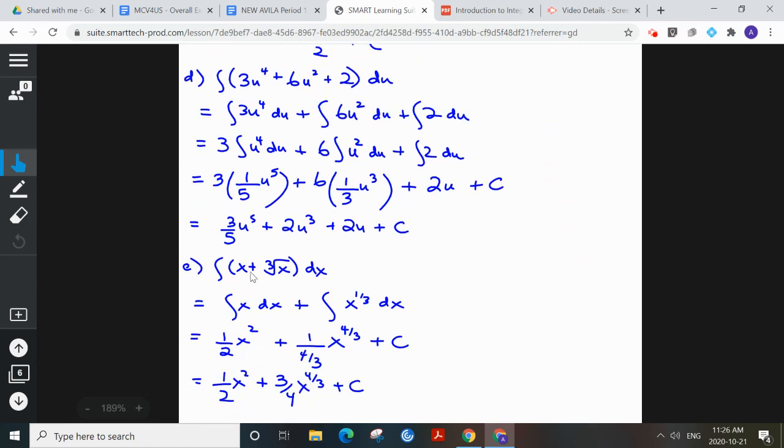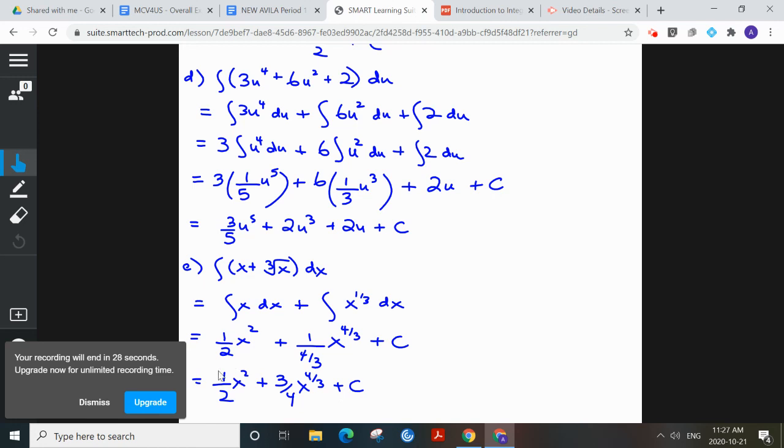And finally, for the last one, here I have two functions. I'm going to split them up using that sum rule. I'm going to take the integral of x, which is x squared times 1/2, and I'm going to rewrite the other term as x to the 1/3, and I'm going to do x to the n plus 1, so that's why I get 4/3, times 1 over n plus 1, so 1 over 4/3. Remember that 1 over 4/3 is the same as 3/4, times x to the 4/3 plus c, and don't forget we also have this 1/2 x squared part.